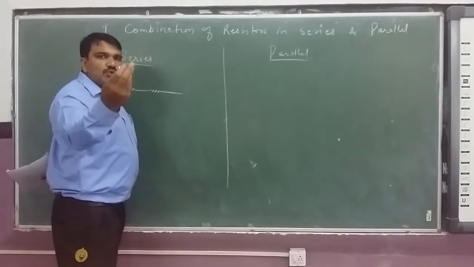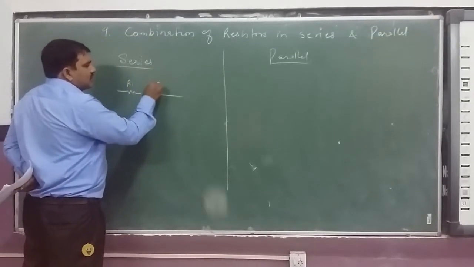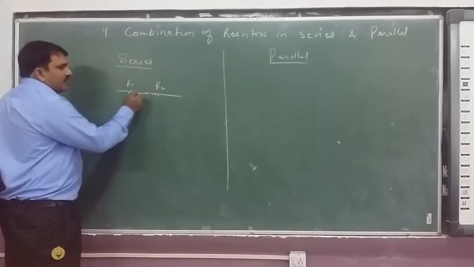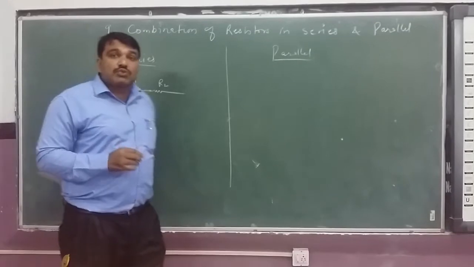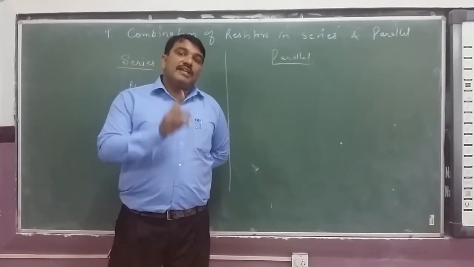Suppose initially let us take 2 resistances only. Suppose this is the resistance 1, R1, and this is the resistance 2. So if we connect them like this, then they are said to be in series. For any 2 resistors to be in series, there should not be any joint between them. There should not be any junction between them.